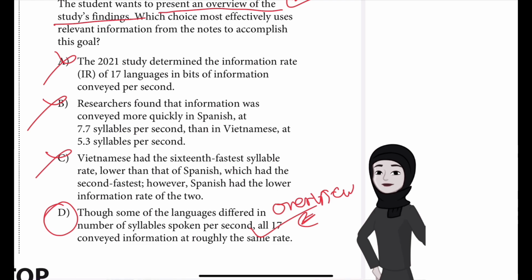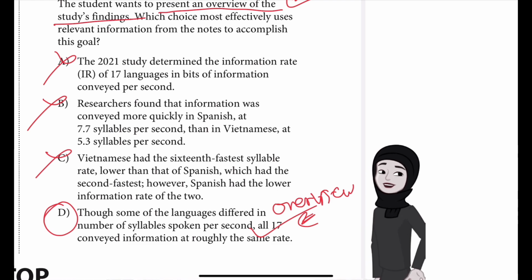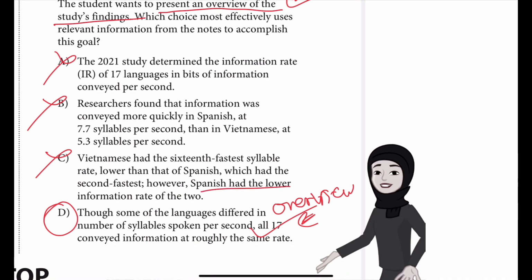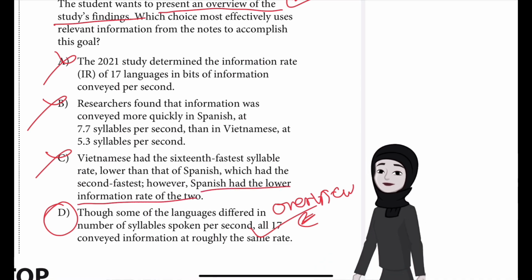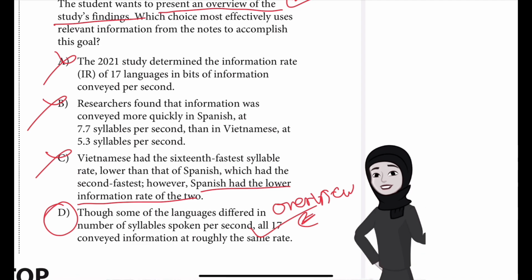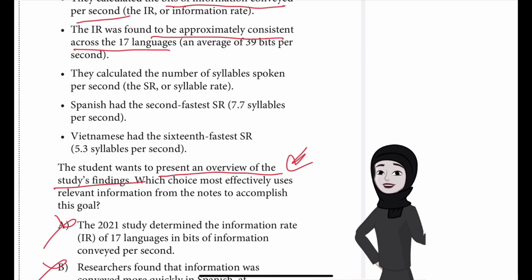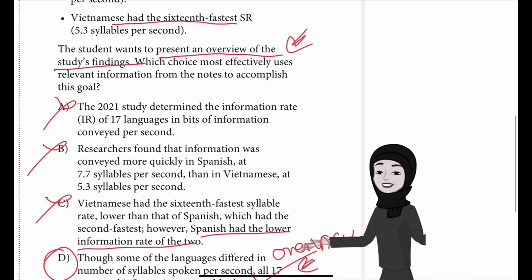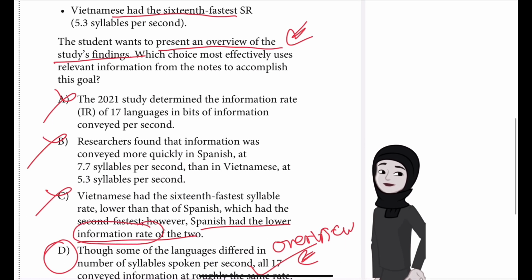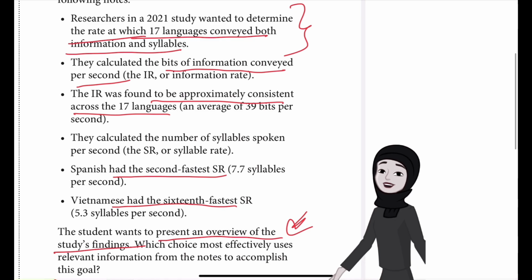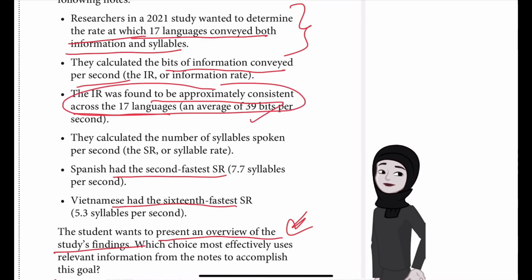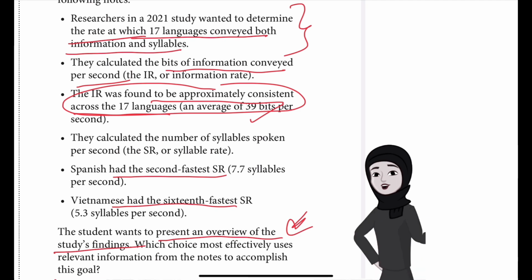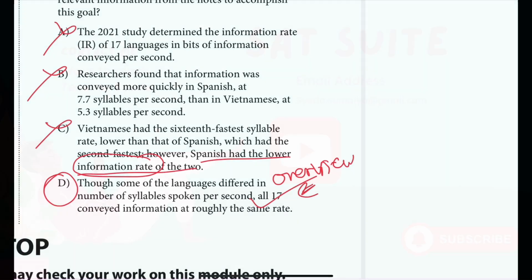It also misrepresents the information from the notes about Spanish's information rate. So C in fact has wrong information saying that Spanish had the lower information rate of the two. Spanish had the second fastest SR, and Vietnamese had the 16th fastest SR. But here they are in fact talking about information rate, which is actually approximately consistent. All the 17 languages had almost the same IR. So I hope that's clear.